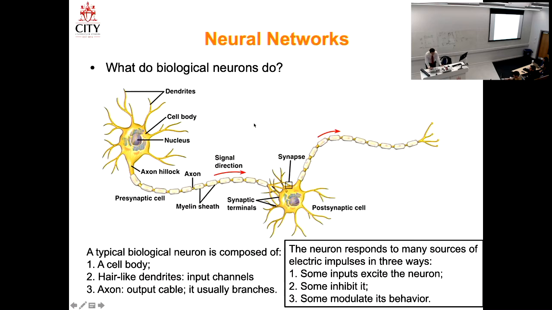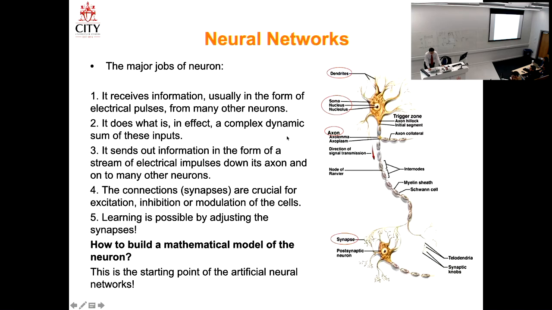The neuron is made of a cell body, some hair-like dendrites, which are the input channels, and the axon, which is the output cable, and it branches out and connects to other neurons. So the idea came from simulating this. And we talked about the role of a neuron, the different parts, what they do. You can read more and watch more videos on YouTube if you are interested.